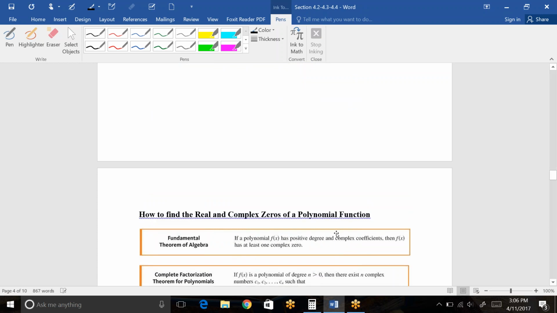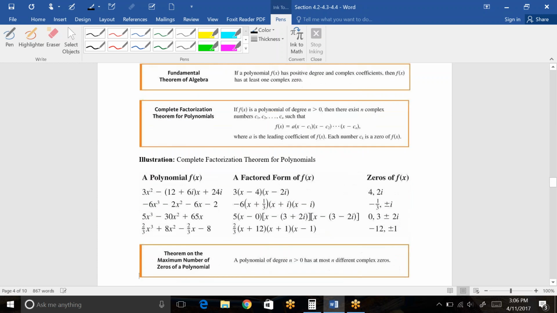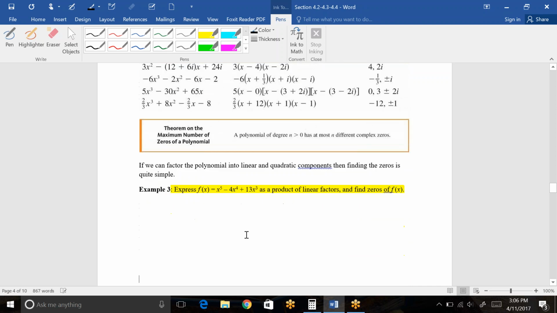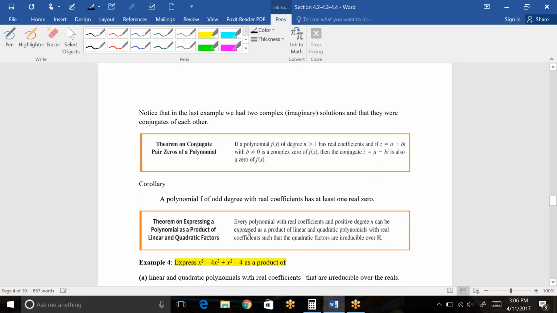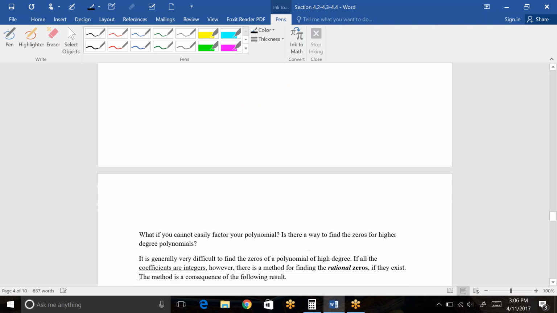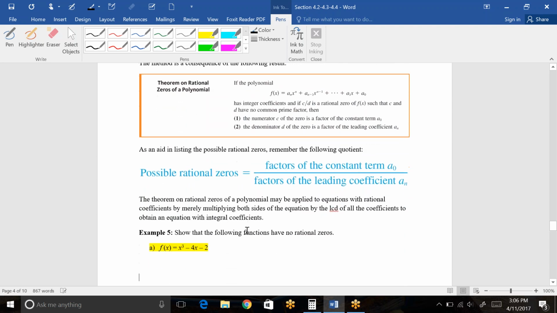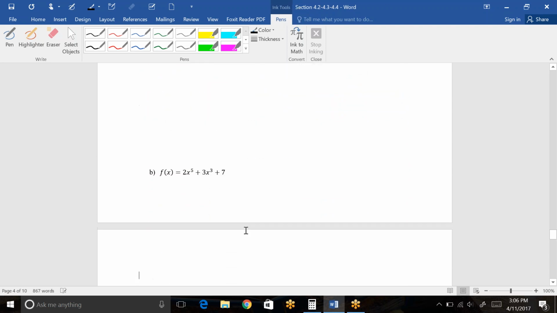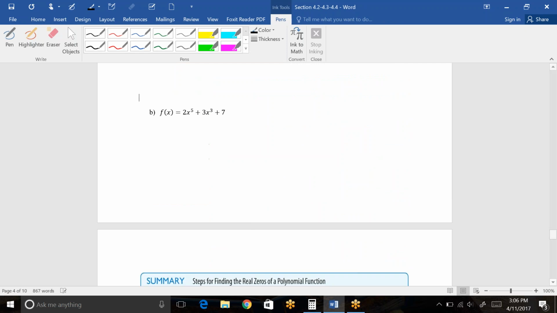Okay, so then we covered quite a few of these together. We did example 3 together in class. We also did example 4 in class together. And example 5, we did part A, so we're going to look at part B.